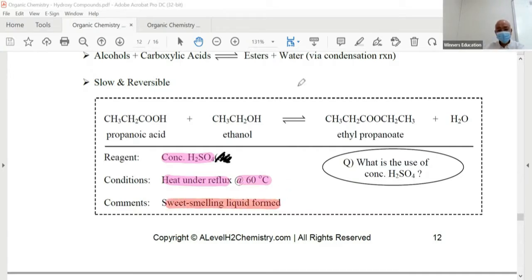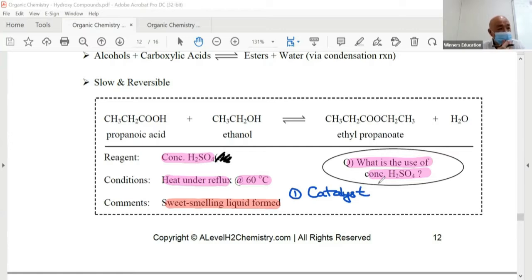Now, a common question they're going to ask you for 1-2 marks is, hey, why do you use concentrated H2SO4? Okay, anyone know the reason? In Sec 4, we learn one reason. In JC, we have 2 reasons. Who knows the one in Sec 4? Who can recall? What's the first reason? Ladies and gentlemen, the one in Sec 4, we say what? Concentrated H2SO4 acts as a catalyst.